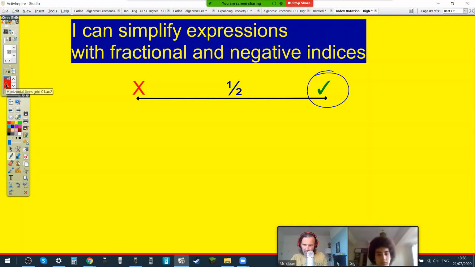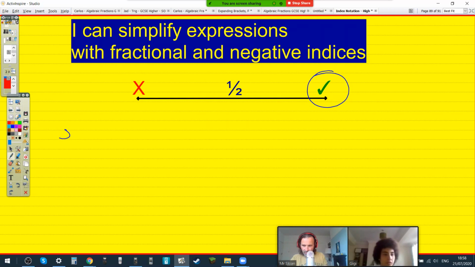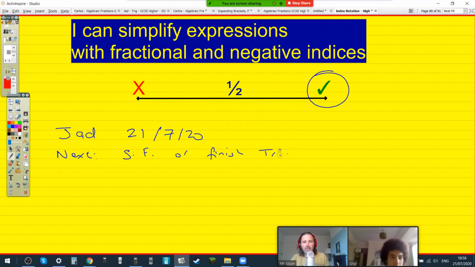How was that for you, Jed? Yeah, that was good. So that's everything for indices. What follows on well from indices is something like standard form, or if you get your calculator, we can do the trig. Do you have any preference? No, I don't mind. Whatever you think is best. Okay, so I'll say standard form or finish trig, depending if you get a calculator.